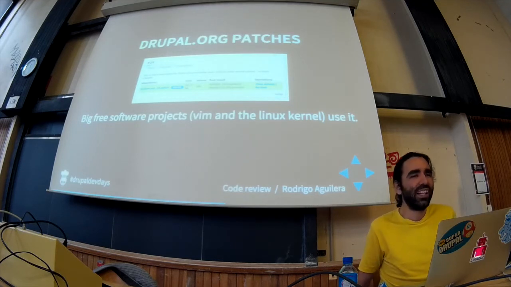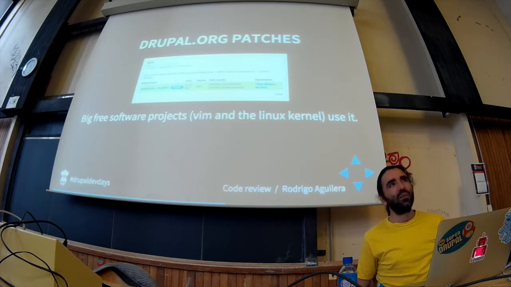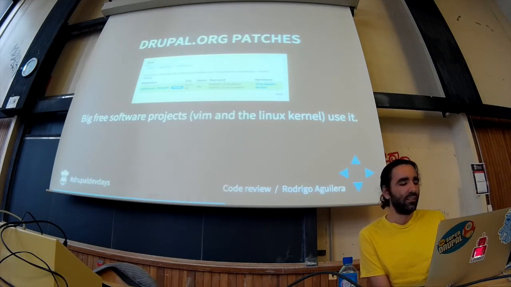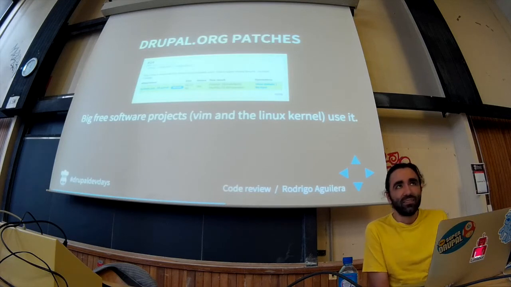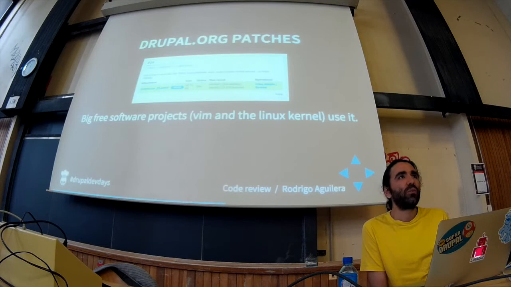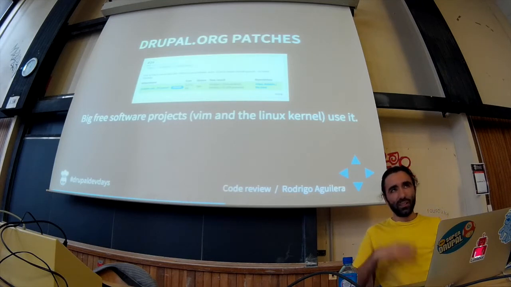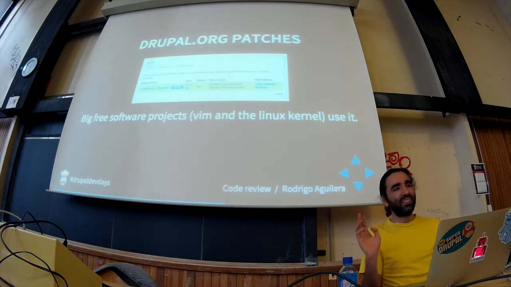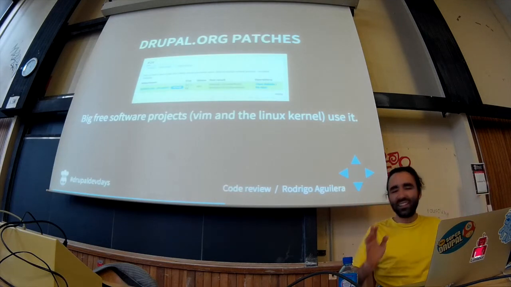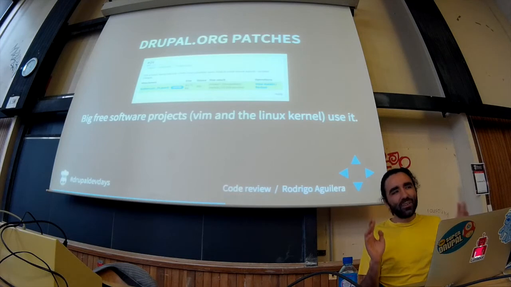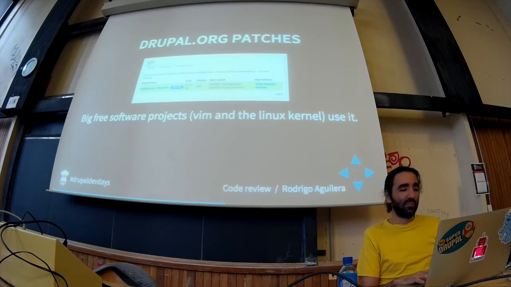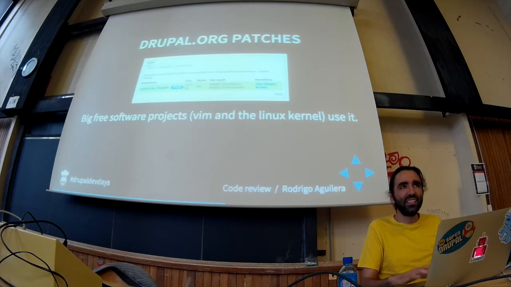It feels like kind of a legacy way to review, but it's not, because big free software projects like Vim and the Linux kernel feel very comfortable with it. I remember a conversation where they have a clone of the Linux repo in GitHub, and they received a pull request, and Linus went nuts, like, pull requests are so bad, I don't like the way GitHub is doing pull requests, we have another way, blah, blah, blah, and they use patches in the mailing list. So for me, it feels like it's a way that is as legit as any other way.